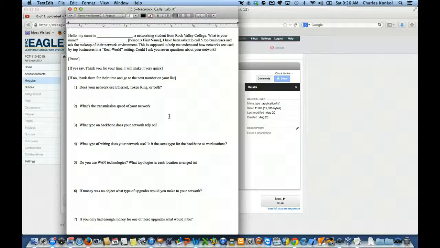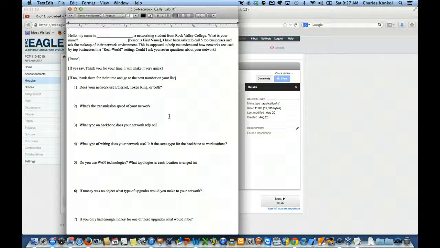And here's a script. When they pick up the phone, you say, "Hello, my name is Chuck Conkle, a network student from Rock Valley College. What's your name?" Pause right there. Wait for them to give you their name. So they say their name is Sally Sue. "Sally, I've been asked to call top 5 businesses and ask the makeup of their network environment. This is supposed to help me understand how networks are used by top 5 businesses in the real world setting. Could I ask you 7 questions about your network?"